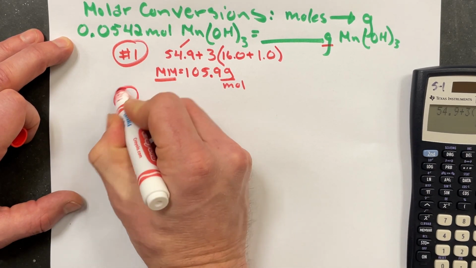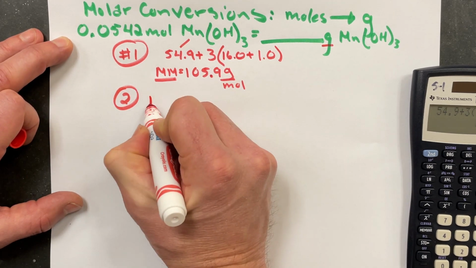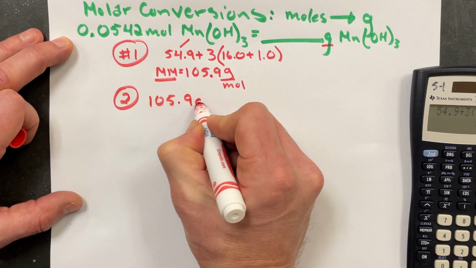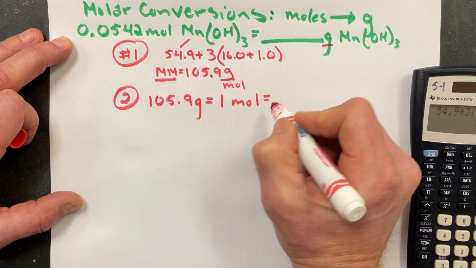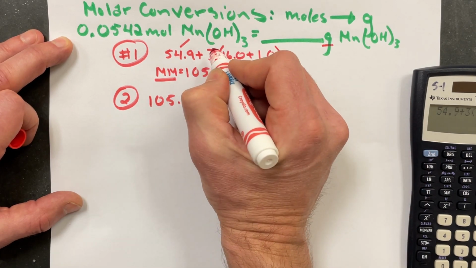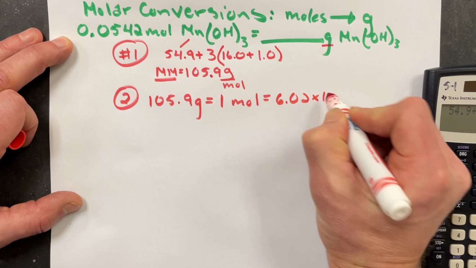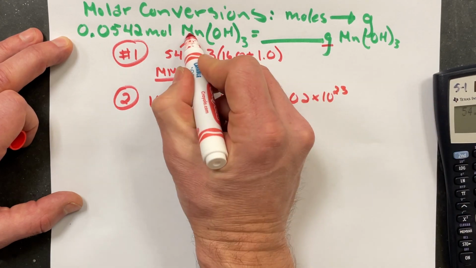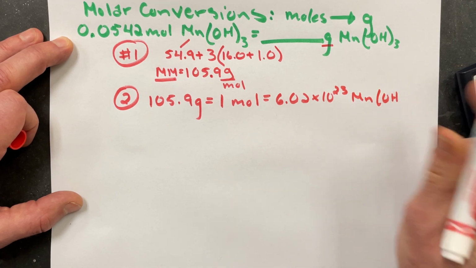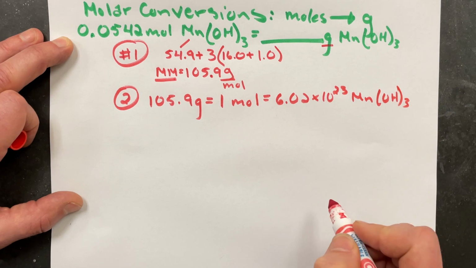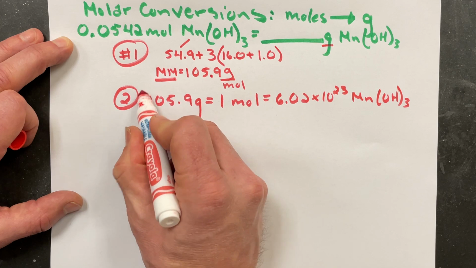Step 2 for me, that I think is just super, super helpful, write out what this actually means. And what it means is you have 105.9 grams whenever you have 1 mole, whenever you have a certain number of these. And that magical number is called Avogadro's number, and it's 6.02 times 10 to the 23rd. And in this case, we're talking about our manganese hydroxide. So this is our conversion factor, or just our little magic conversion sheet here.